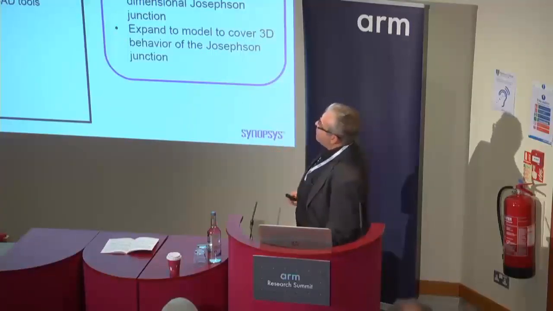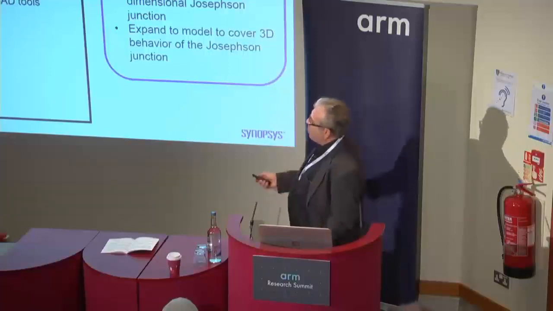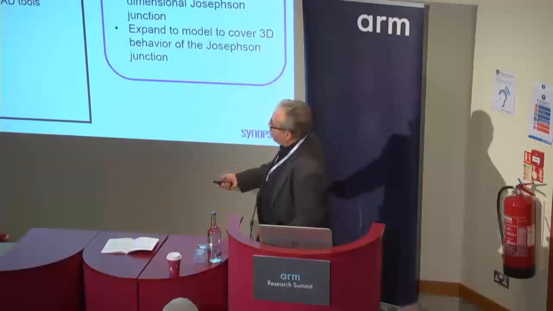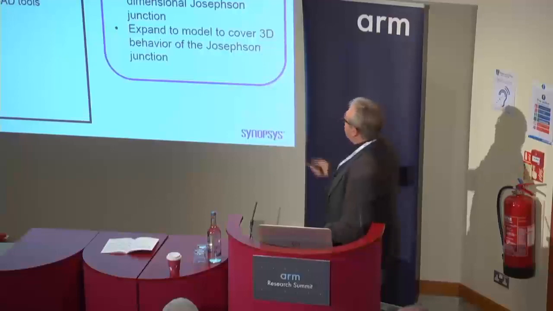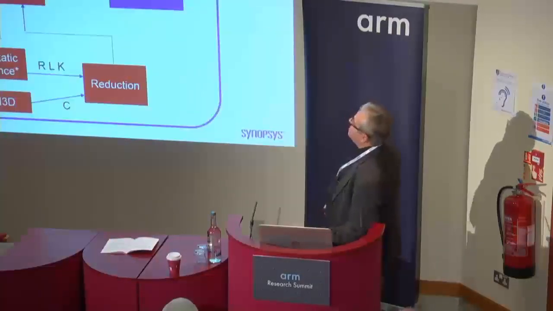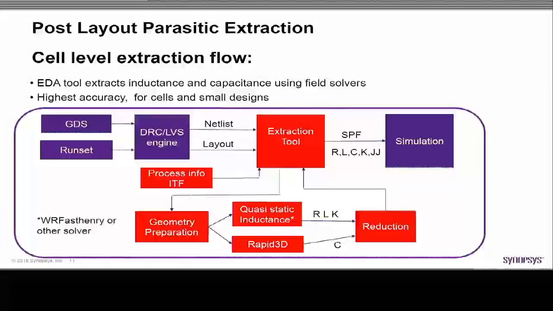You have to have a very accurate 3D model of the Josephson junction and also a very accurate equation for implementation, for simulation, for ultra-high frequencies. Post-layout parasitic extraction, I'm going to talk about parasitic extraction at cell level, device level. In this case, the device is the Josephson junction, and at a chip level.